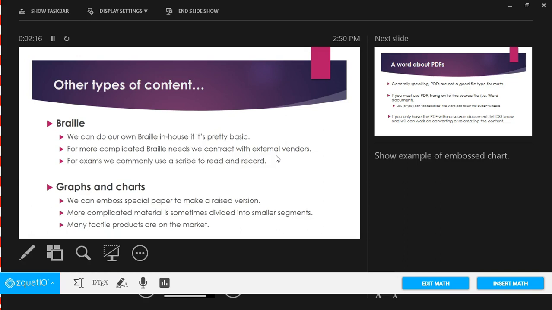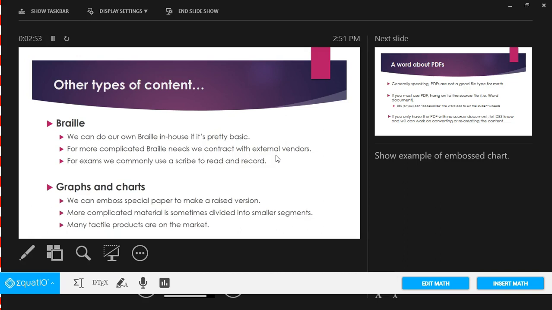Okay? For graphs and charts, we can emboss special paper to make a raised version. Obviously, this works better with simple graphs. Here's an example. We have a machine that will do this, and the student can feel, they get an explanation, obviously a verbal explanation, and then they can feel for themselves sort of what we're talking about. If we have really complicated charts and stuff, sometimes we'll divide them into smaller segments, like blow it up, in other words, and let the student kind of feel their way through smaller segments and then get the larger picture.